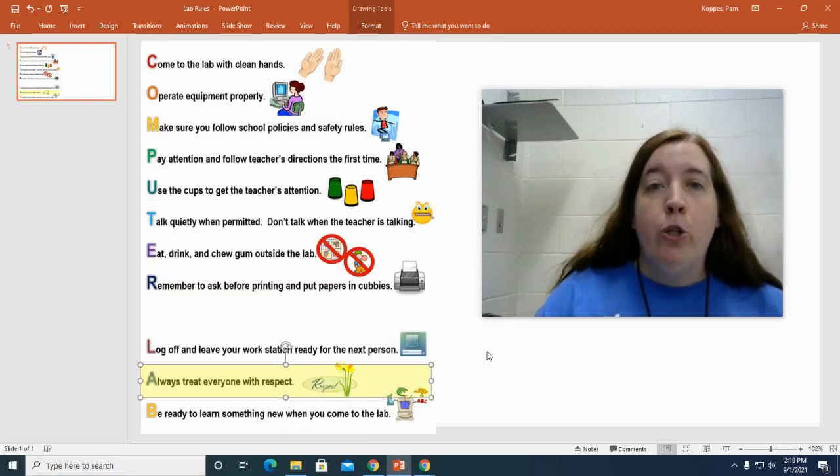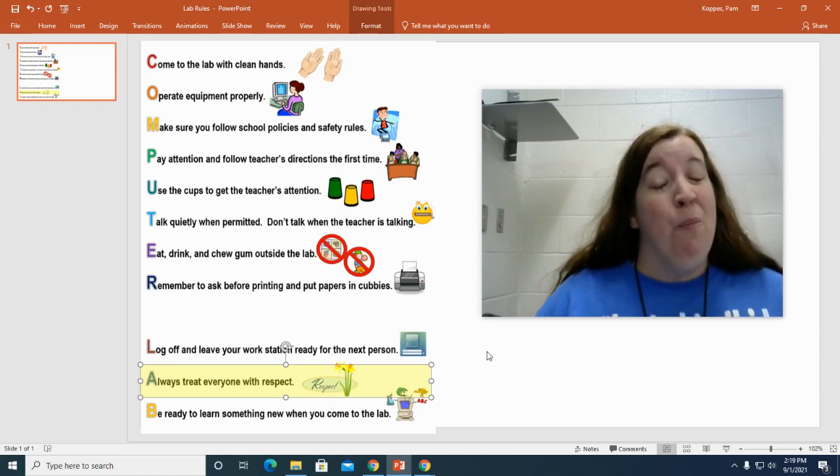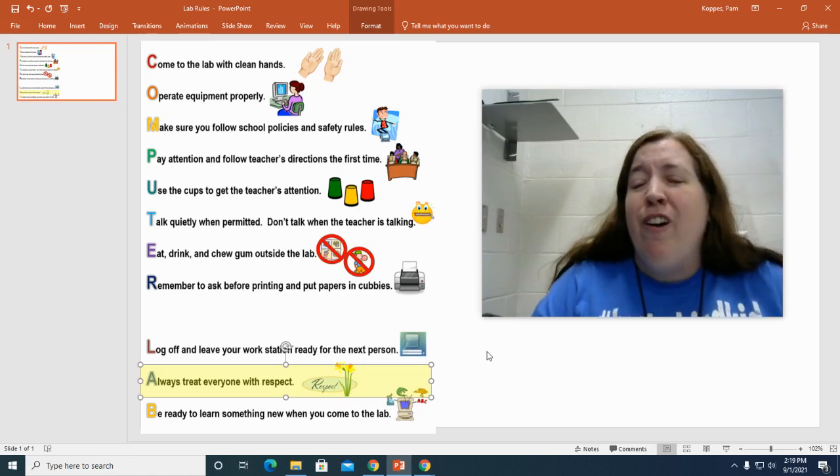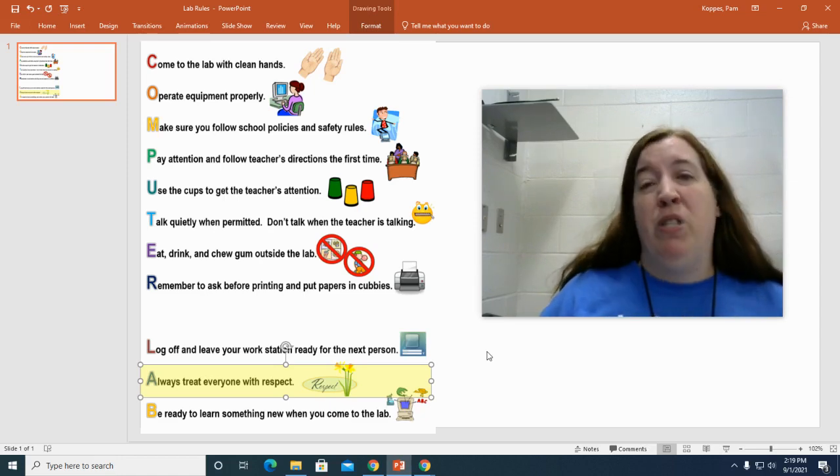A is always treat everyone with respect. I don't like to yell. I don't yell very often because I don't think it's respectful. The only times I will yell is if the class has stopped showing respect to me and is breaking my rules. At that point, I might have to go above a stern speech and actually yell. And it doesn't happen very often, maybe once a month.